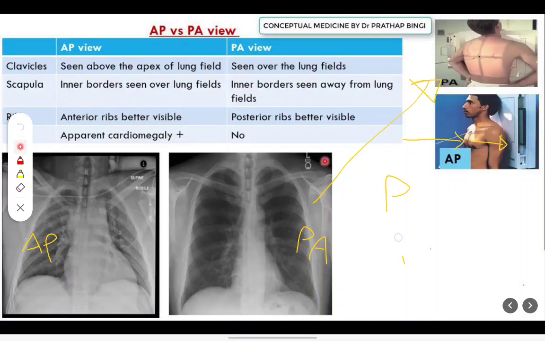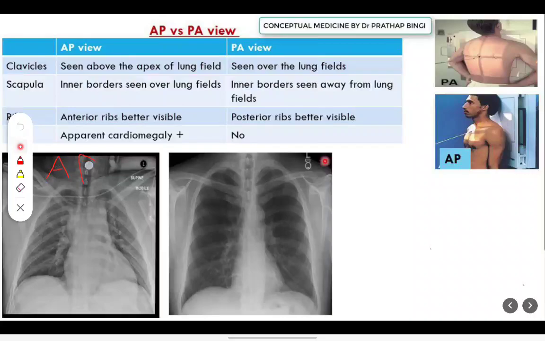So we start with PA or AP according to the chest X-ray beam. First meet the patient. If it comes from his back, then it is posterior anterior. If the X-ray beam comes from his anterior, this is an AP chest radiograph. Let's see the differences between the two.